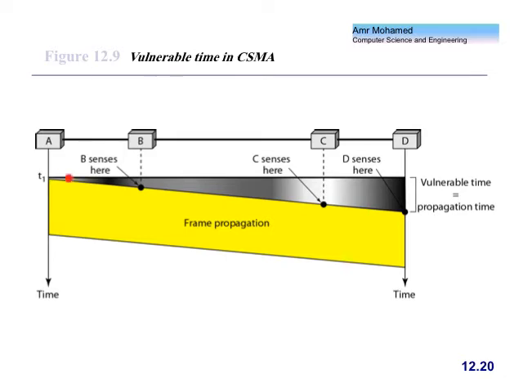Which means that during the propagation time, until this transmission goes all the way through the cable, during that time, if anyone tries to send, the collision will happen, right? Which means that the vulnerable time is the propagation time. So during this propagation time, if any node tries to send, the collision will happen.